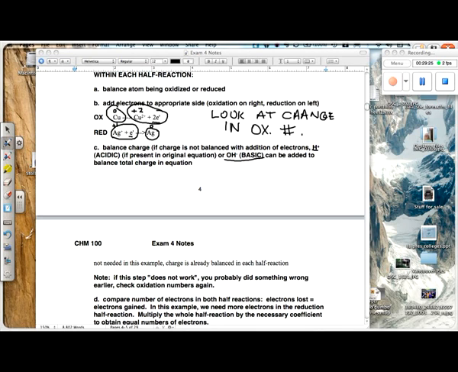Now we're almost done. Just as we did before, I need to compare the number of electrons in the two half reactions. They must be the same. In the case of this example, I have 2 electrons in this one and 1 in this one. So I am going to end up multiplying the reduction half reaction by 2, everything in it by 2. I'm going to go ahead and scroll. Okay.